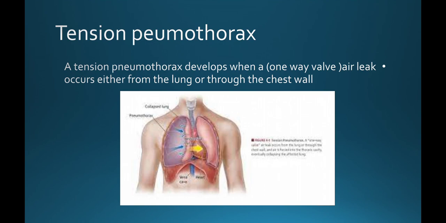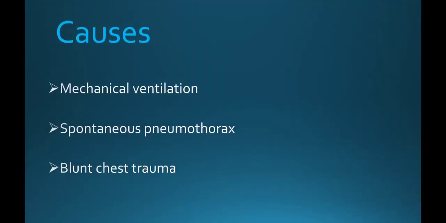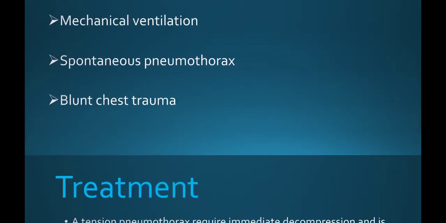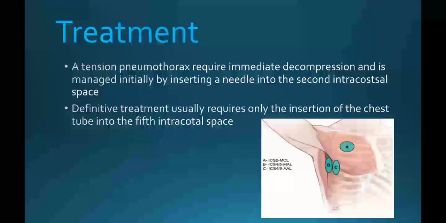Causes of tension pneumothorax are mechanical ventilation, spontaneous pneumothorax, and penetrating chest trauma. Treatment. Tension pneumothorax requires immediate decompression and is managed initially by rapidly inserting a needle into the second intercostal space in the midclavicular line of the affected hemithorax. This maneuver converts the injury to a simple pneumothorax.